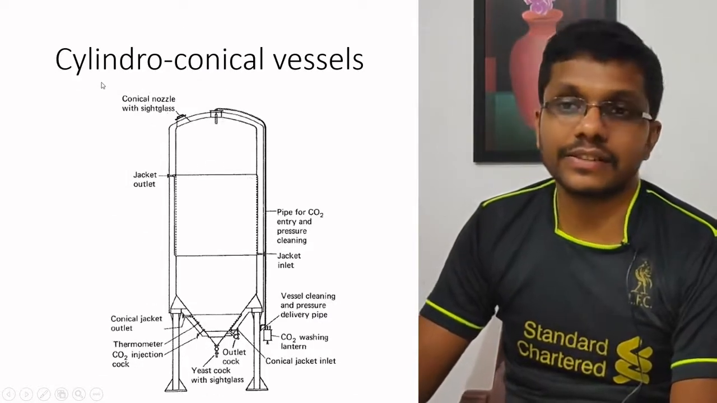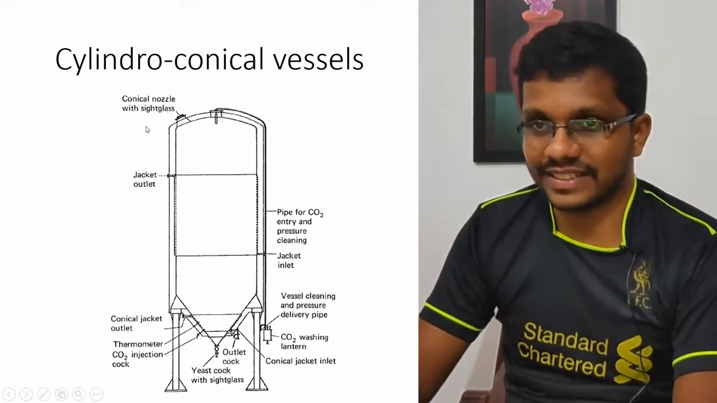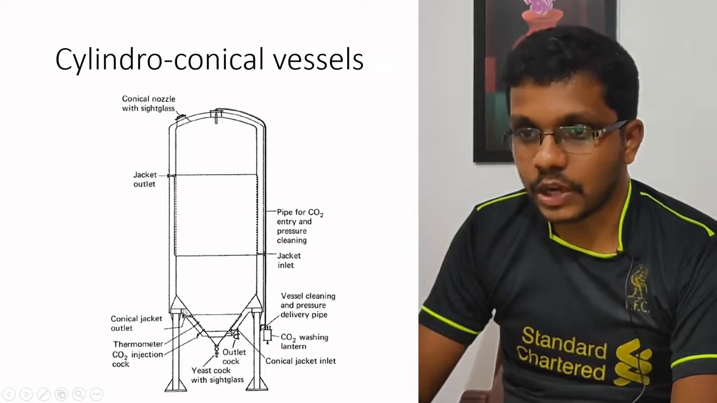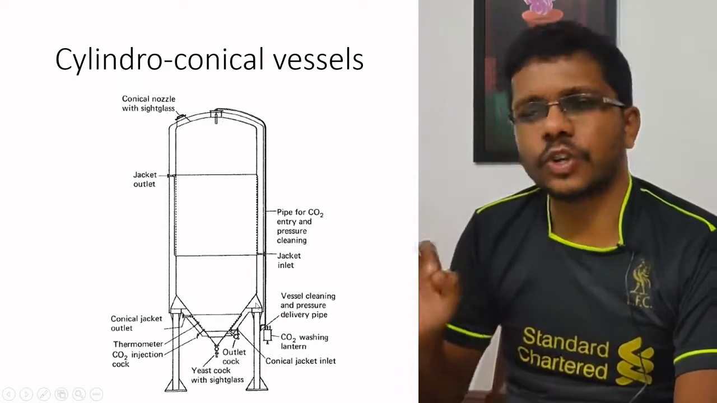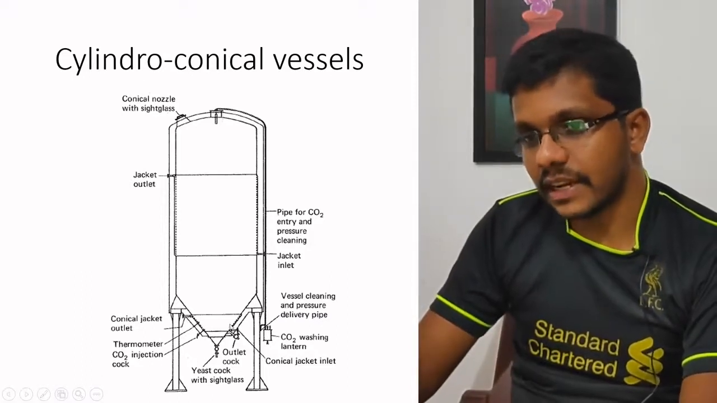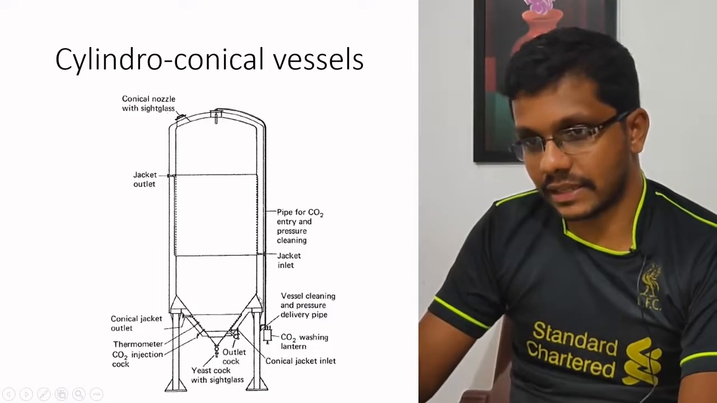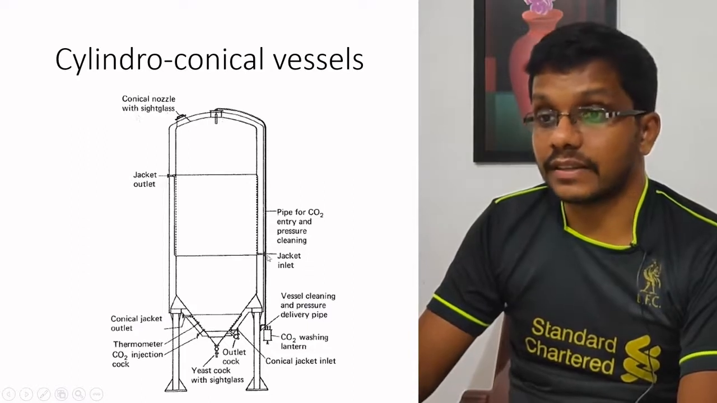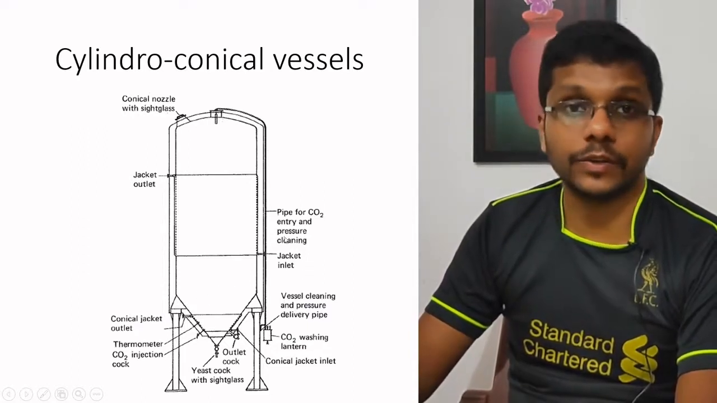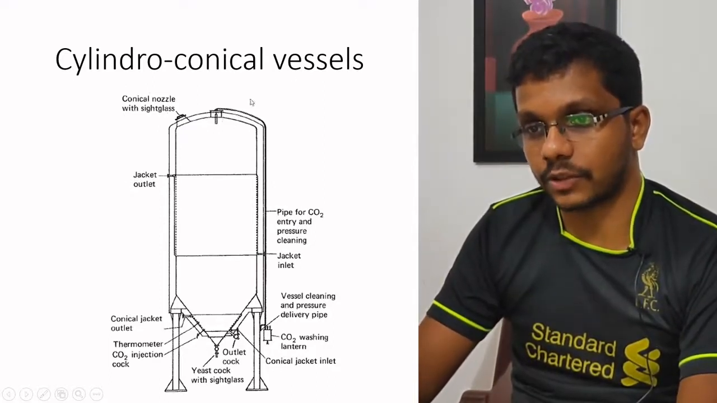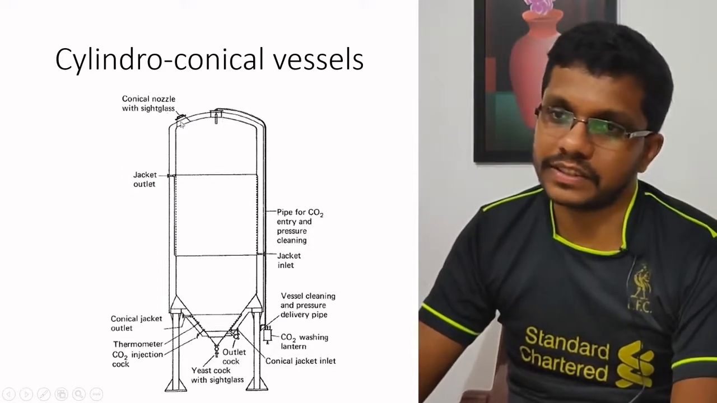The next type of fermenter is called cylindro-conical vessels. As the name implies, it's cylindrical on top, and in the bottom you can see a conical portion. This is the most commonly used fermenter for beer production. Because of its shape, yeast settling can be done here, and most of these are non-mechanically stirred, and the stirring is done by carbon dioxide produced by yeast. So the cylindro-conical vessel has a cylindrical top portion, and the bottom is in a conical form, and the top is basically semi-spherical.